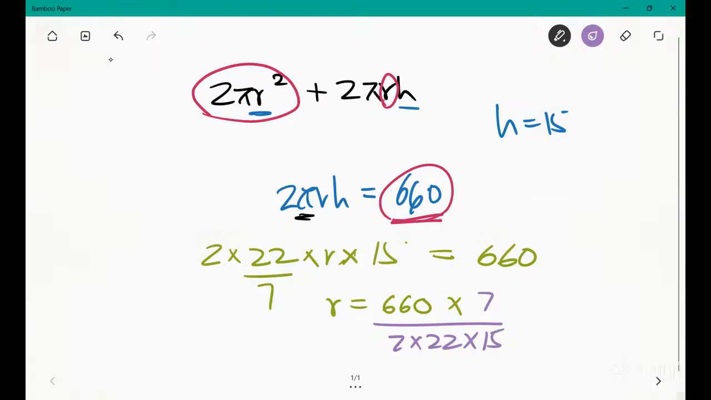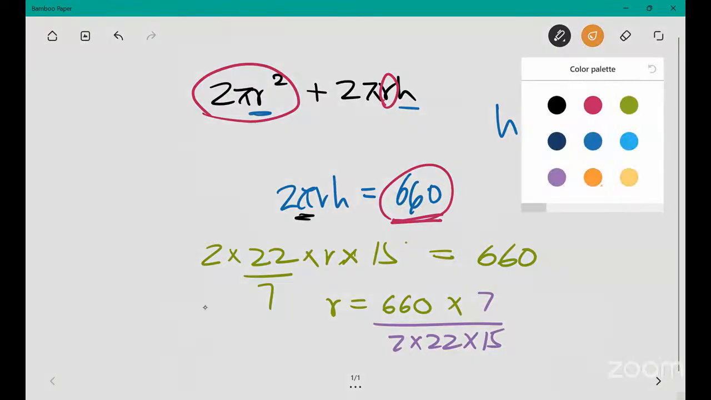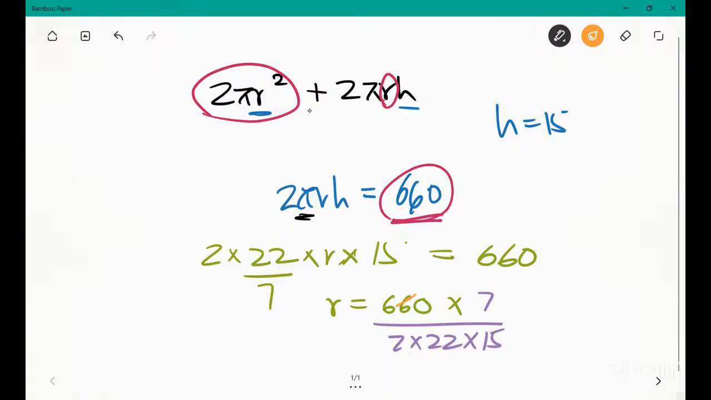So now we'll simplify. 66, you can divide it by 22. When you simplify, R is equal to 7. So 66, when you divide it by 22, you get 30. So the 0, 22 gets cancelled. 30, you can divide it by 15. It becomes 2. 2, when divided by 2, you get the final answer as 7.